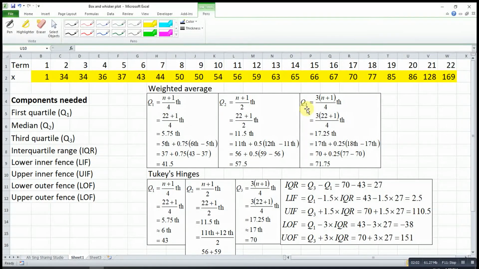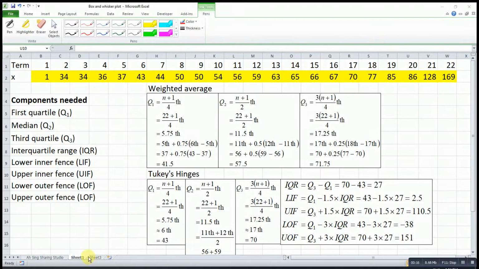Then for Q3, also using the weighted average approach, we need to take the exact term, the 17.25 term. So we get 71.75. However, for the second method, we just round accordingly. So we get 70. In this tutorial, I will use the second approach to construct my box plot. After obtaining all the quartiles, what we have to do first is find the remaining components. By using formulas, we should count with all these numbers.